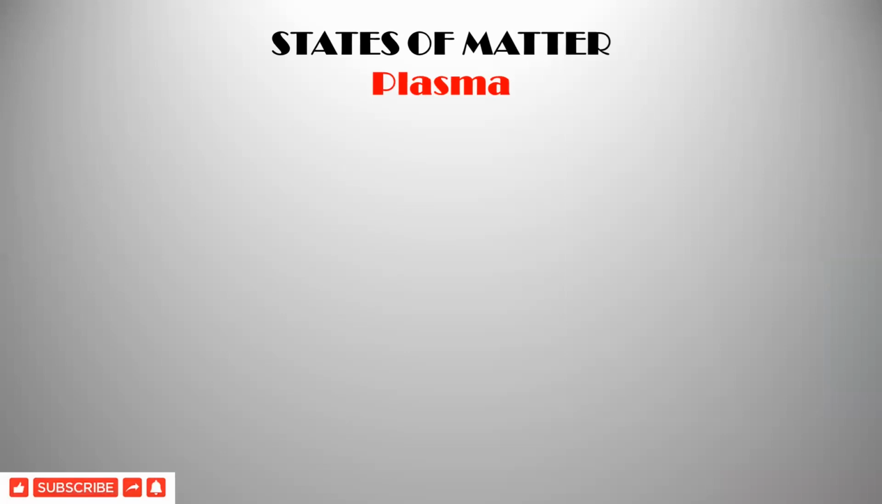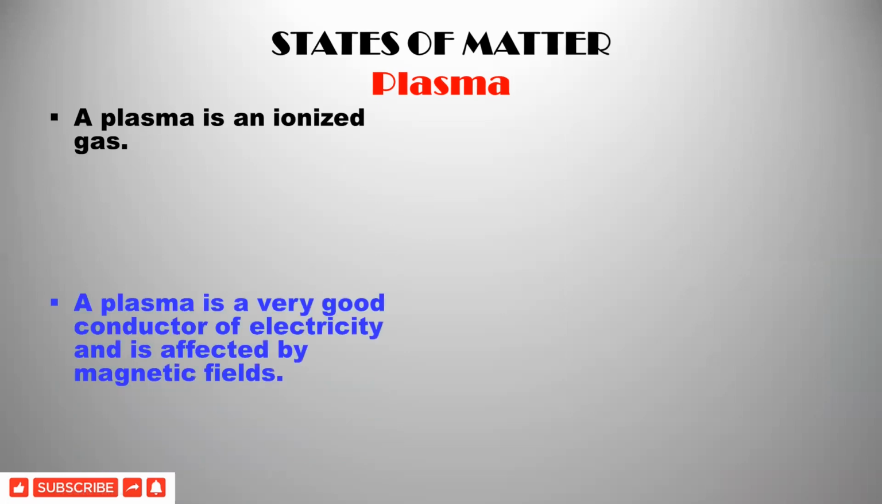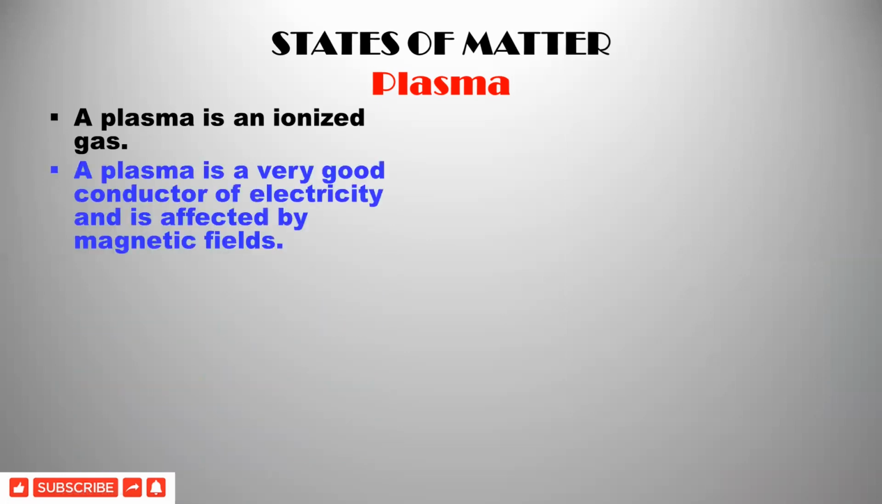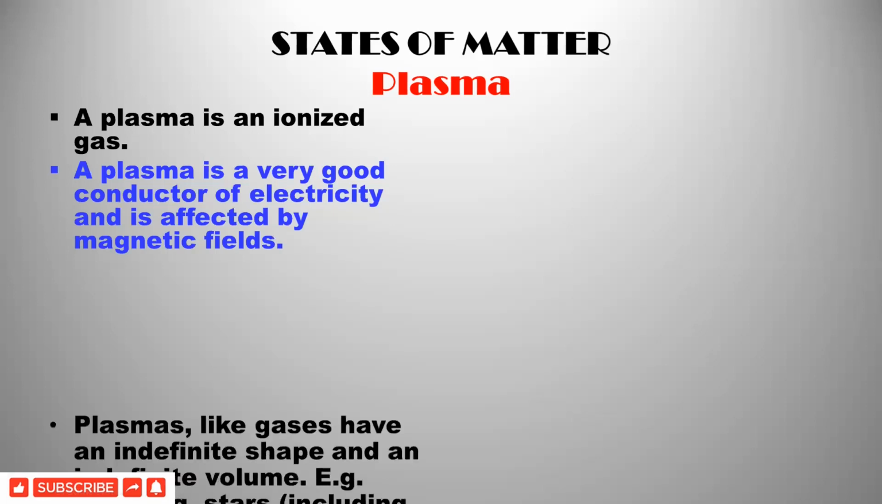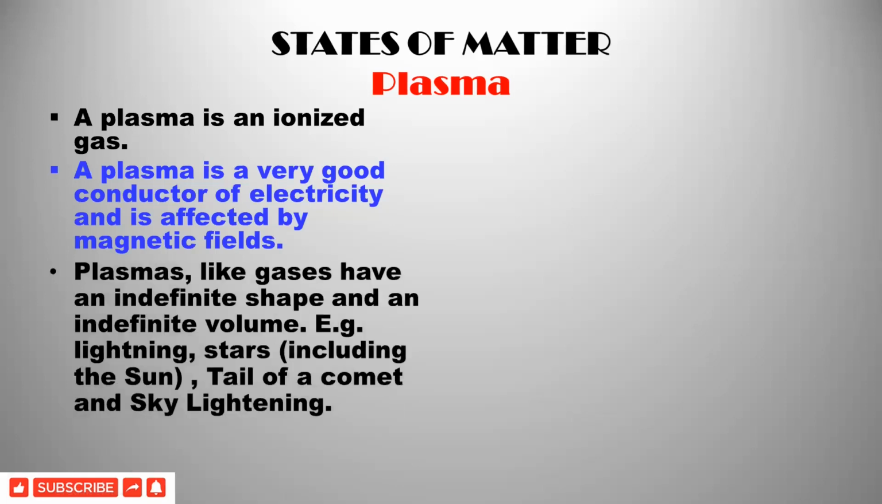Fourth state of matter is plasma. A plasma is an ionized gas. A plasma is a very good conductor of electricity and is affected by magnetic fields. It's different from gas in that it conducts electricity and is affected by magnetic fields. Plasma, like gas, has an indefinite shape and an indefinite volume.